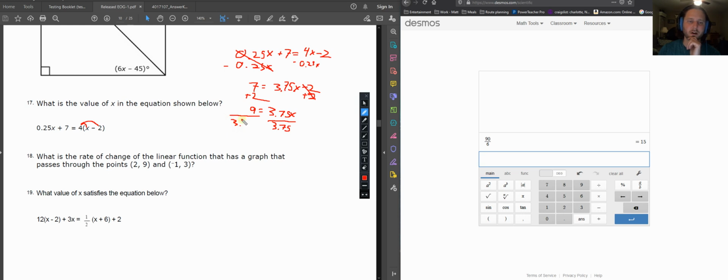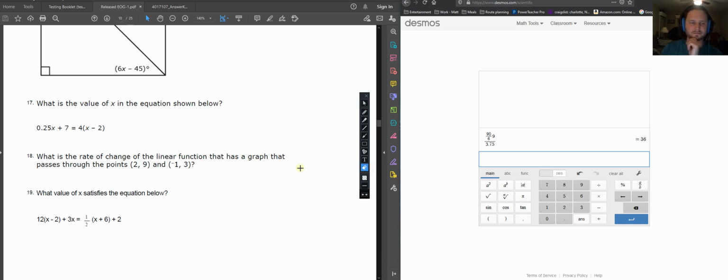Now, this would be hard, except for the fact that this is the calculator active section. So I just have to do 9 divided by 3.75. And my answer comes out to be 36. For number 17, x will equal 36.